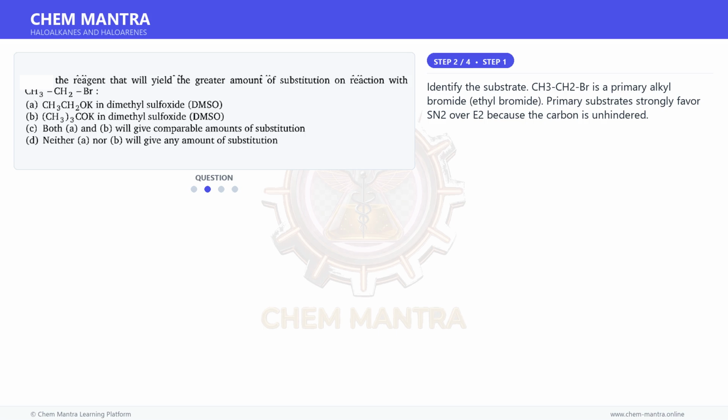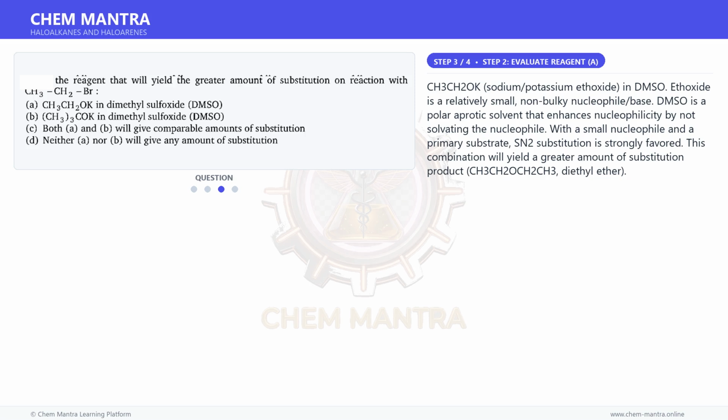Moving on to the next step. Identify the substrate. CH3CH2Br is a primary alkyl bromide, ethyl bromide. Primary substrates strongly favor SN2 over E2 because the carbon is unhindered. Moving on to the next step.